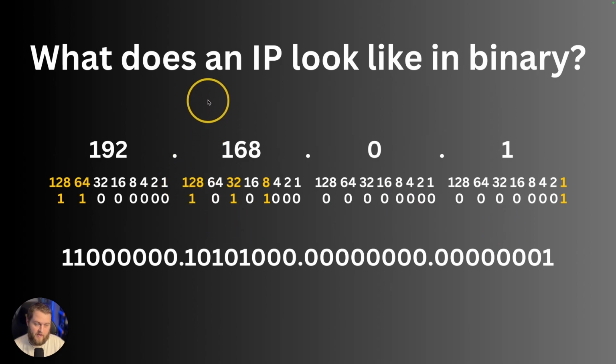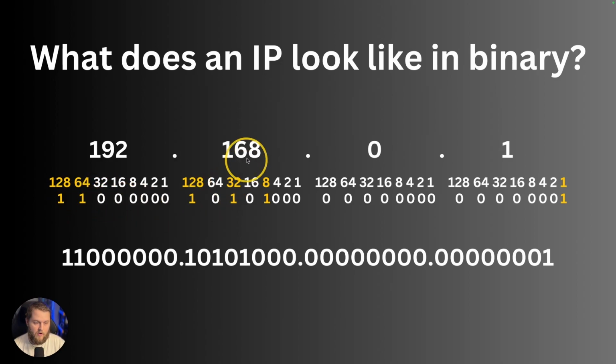And each one of these bits can be turned on or off. So right here, let's take a look at 192. We have 128 turned on and we have 64 turned on. If we add those two numbers together, we get to 192 right here. And so the rest are turned off. We use a 1 to denote that it's turned on. We use a 0 to denote that it's turned off.